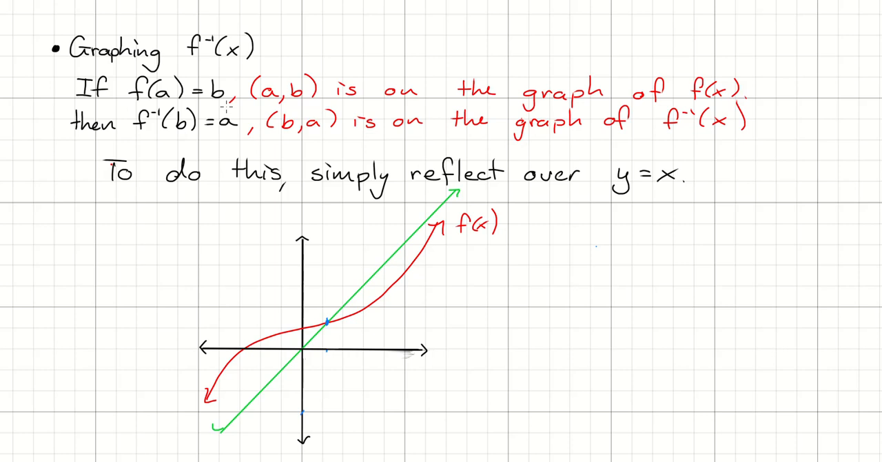So I asked us a couple things. If the ordered pair AB is on F, then the ordered pair BA is on F inverse. So the domains and ranges, or the X's and Y's, everything just switches places. I asked you to graph this, I think. Okay, if you haven't done so yet, check it out.